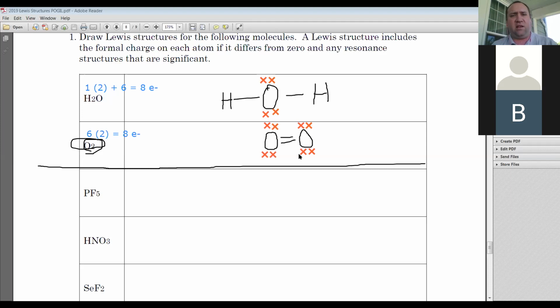Okay, so those are kind of the more simple examples. Let's look at some more complicated examples and illustrate when we can apply certain kinds of principles to make the complicated things a little bit less complicated. So let's look at PF5. Now in PF5, we have phosphorus, which has 5 valence electrons, and we have fluorine, which has 7 valence electrons, but there are 5 of those. So the total amount of valence electrons is 40 in PF5.